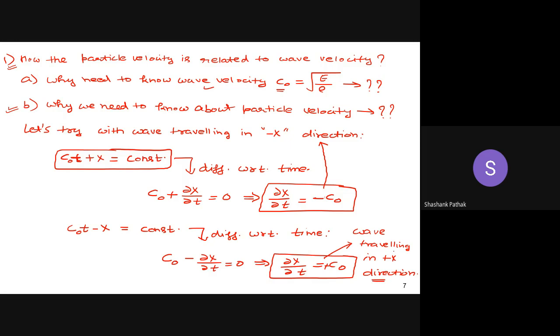Direction. Now let me give you more physical insight of this mathematical jargon. So suppose there is this one particular type of wave. This is x direction, right? And the wave is moving like this in the plus x direction, say with velocity C0, right? So this is the wave moving in the positive direction.